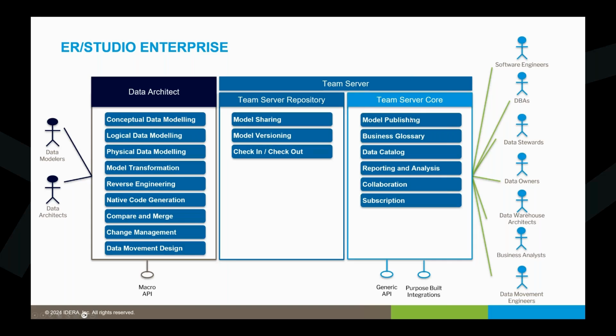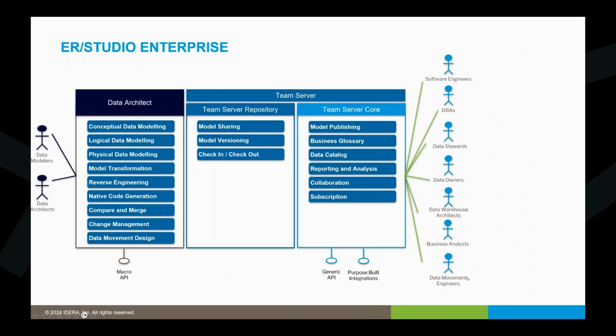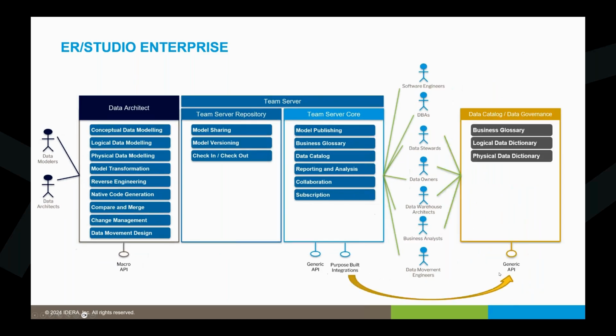The other thing it does from the Team Server Core level is, through purpose-built integration, we have integrations to leading data catalog and data governance applications such as Collibra and Purview. So it all comes together to form really the backbone of an enterprise data program, with best-in-breed data modeling and enterprise metadata management applications in your ER Studio Enterprise, with best-of-breed data catalog and data governance applications like Collibra and Purview, and we have other ones on the roadmap as well.